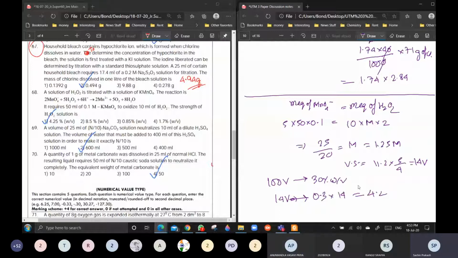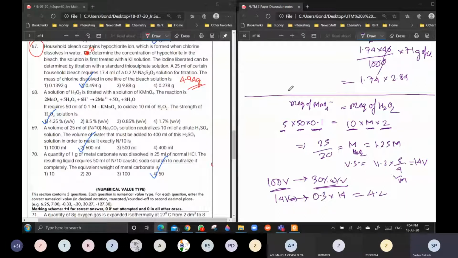See, milliequivalents of MnO4 minus is equal to milliequivalents of H2O2. N factor of H2O2 is 2, molarity is M, and volume is 10. MnO4 minus molarity is 0.1, volume is 50, and N factor is 5. From that, you can get molarity of H2O2, which will be 5 by 4. So volume strength will be 11.2 into molarity of H2O2, it will be 14V. Now, we know that 100 volume H2O2 is 30% W by V. So 14 volume will be 4.2. So answer is 1. Getting my point? Yes, sir.